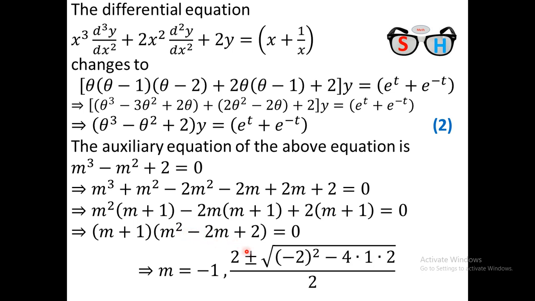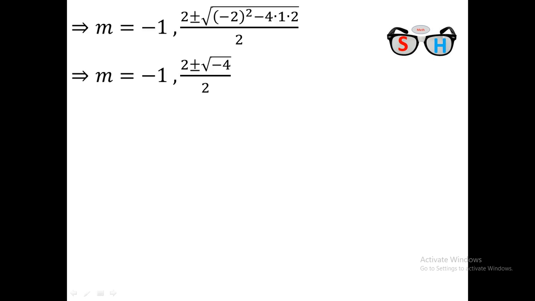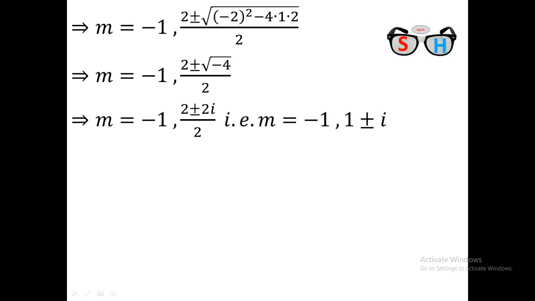This is minus b plus minus square root of b square minus 4ac, where b is minus 2, so minus 2 whole square minus 4ac, where a is 1 and c is 2. Therefore 4 minus 8, that is the square root of minus 4, therefore it will be plus minus 2i. Now I take the result. Values of m are minus 1 and 2 plus minus 2i over 2. If you take common and cancel, the result will be m equal to minus 1 and 1 plus minus i.